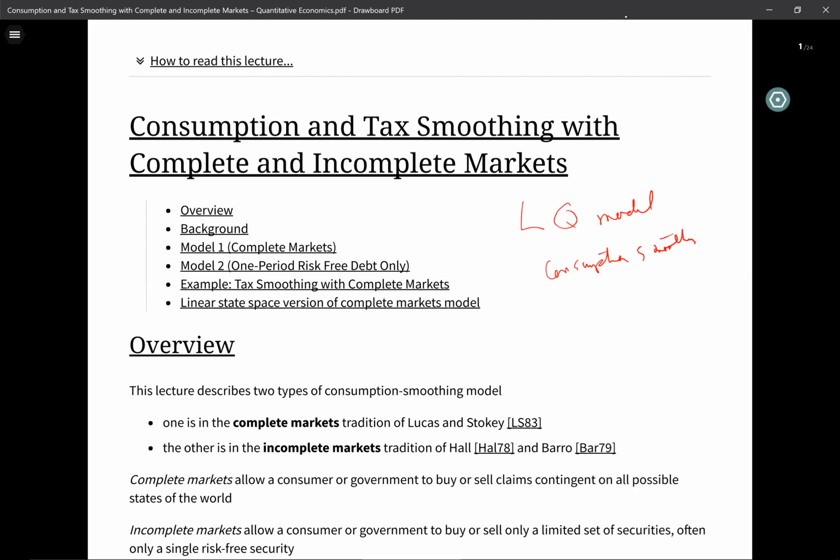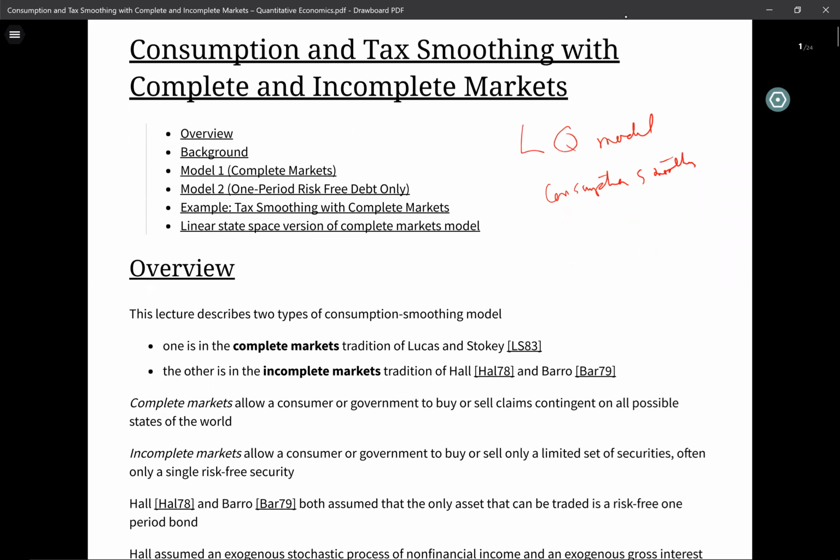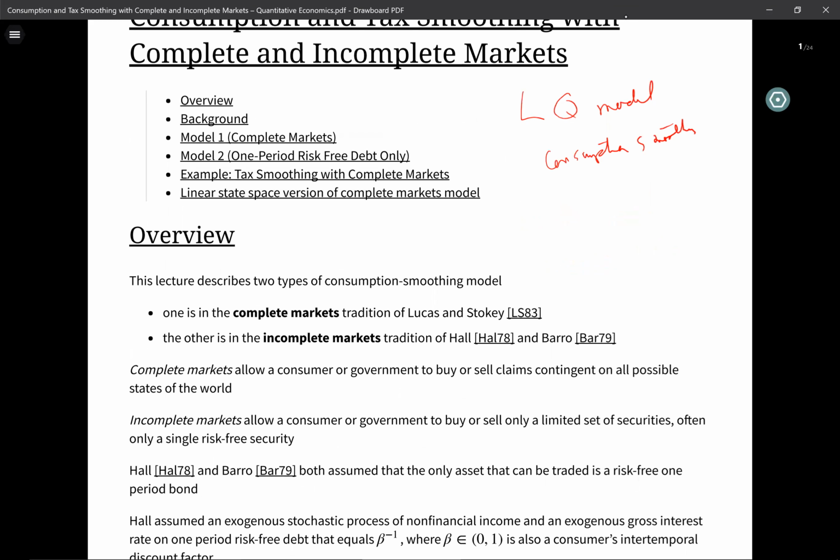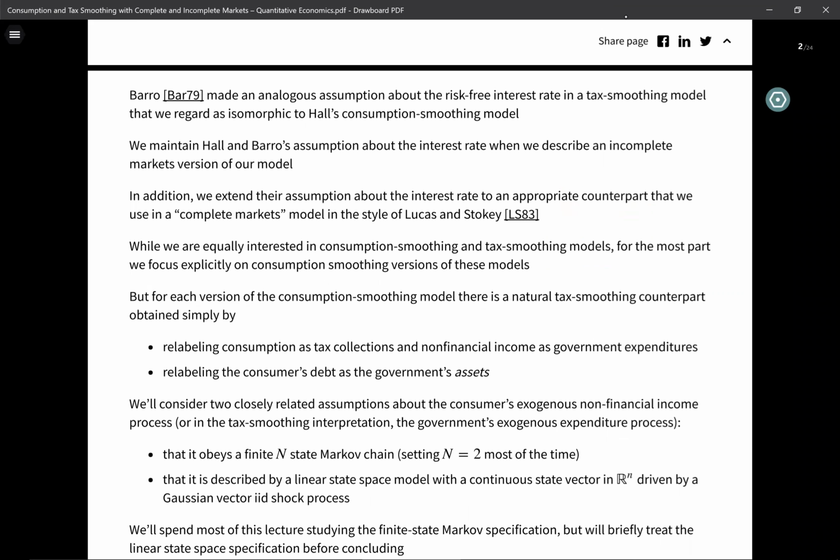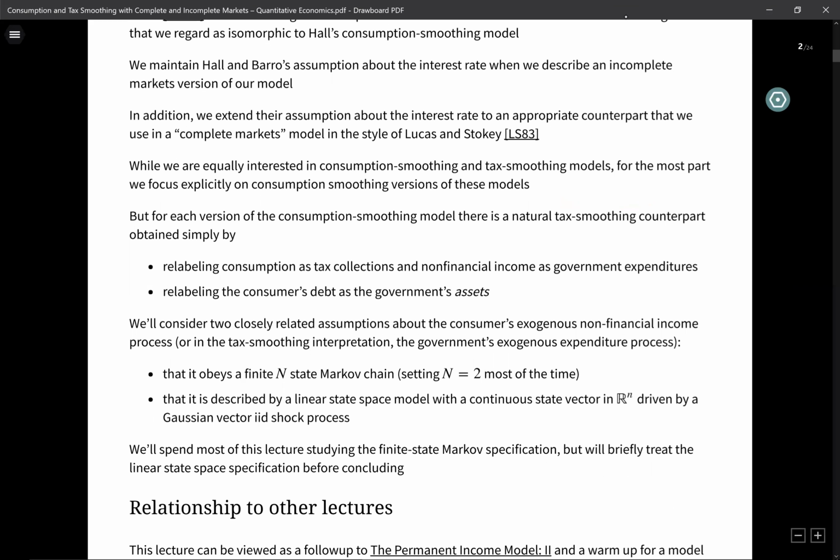And then what it does is it does both a complete markets version, in a chapter 8 style, and then it does an incomplete markets version. And it uses the isomorphism, so it does both a tax smoothing model and a consumption smoothing model. They're basically the same thing, viewed right. And then it also does this with two kinds of driving processes for the consumer's income, either a discrete state Markov chain, or a linear state space representation. And things are really easy to compute. Again, we use the isomorphism that we've just talked about.